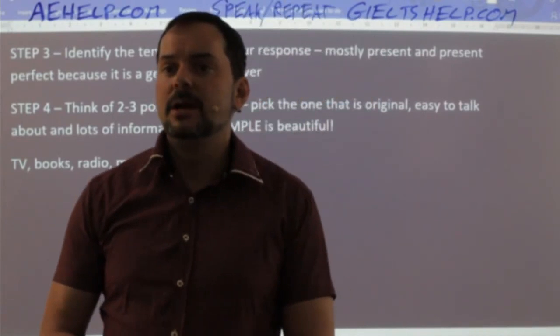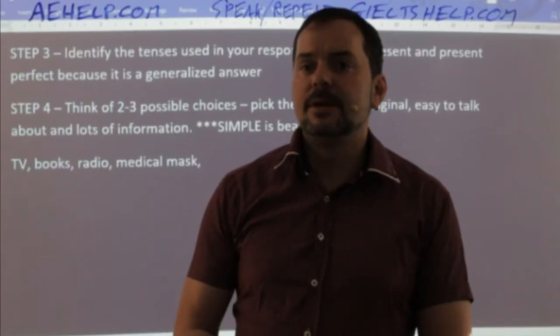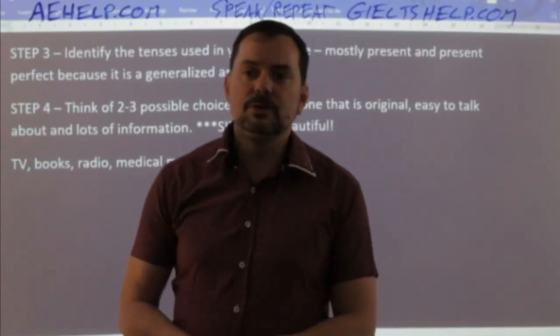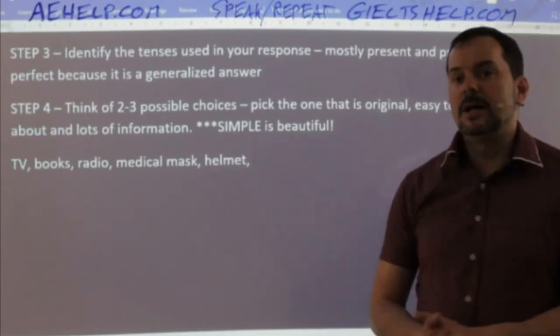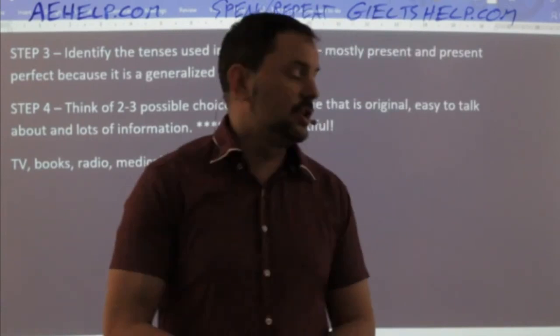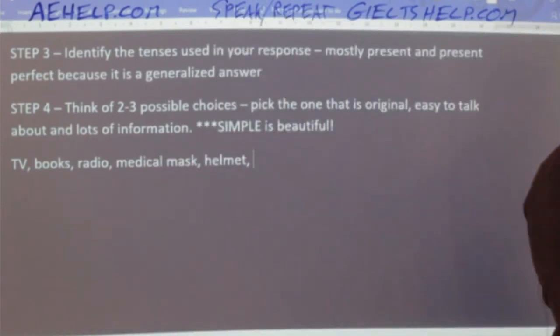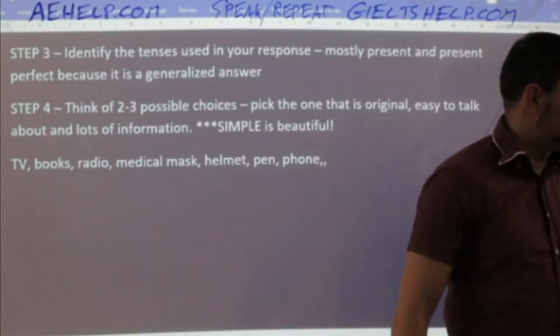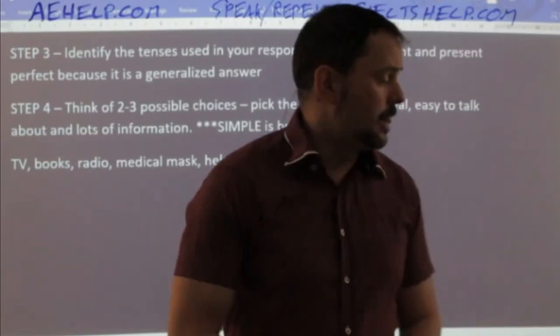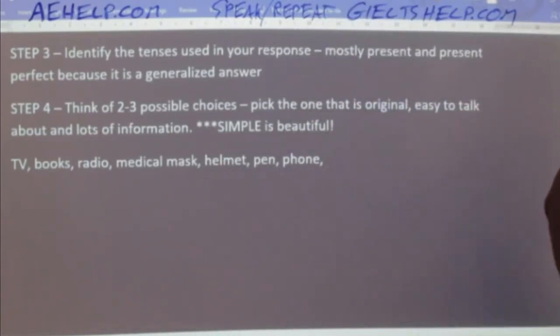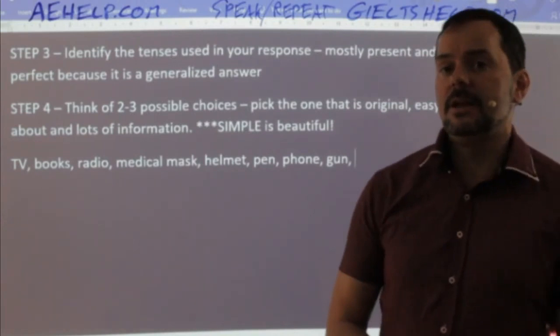Okay. Let's see what else you come up with. Nico says a helmet could be a good idea. Yep, I agree. A helmet could be a good idea as well. All right. Rashika says pen. Yep. Phone as well, of course. Okay. Some of these ideas aren't too original yet. Of course, weapons, gun, for example, is definitely an object.